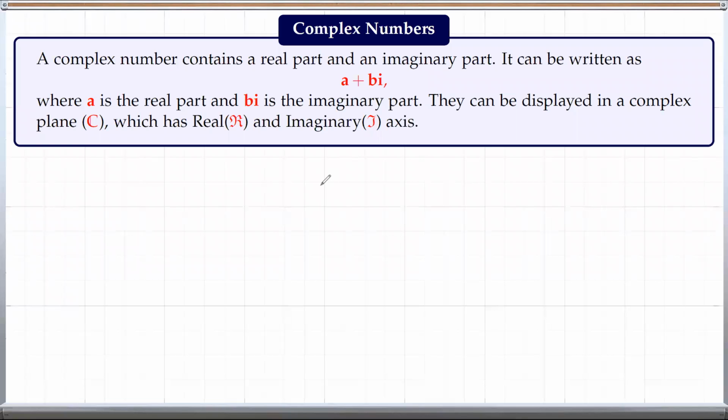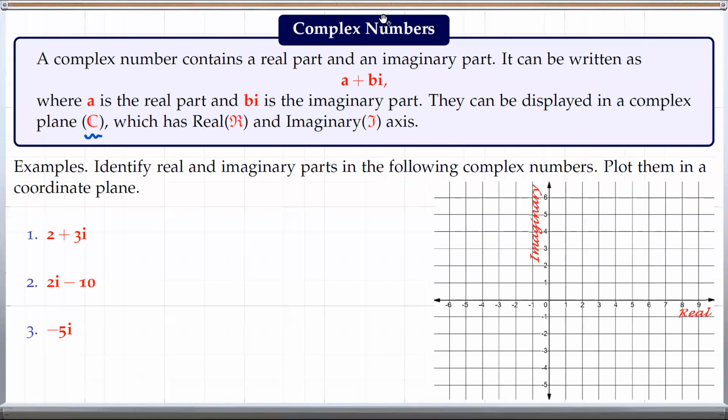All right, so a complex number contains a real part and an imaginary part. If you have a real part and an imaginary part put together as a sum, like a plus bi, then we call it a complex number. So a is the real part and bi is the imaginary part. They can be displayed in a complex plane, which we denote by C, which has real and imaginary axes, like this one here. The horizontal axis is the real axis, and the vertical axis is the imaginary axis.